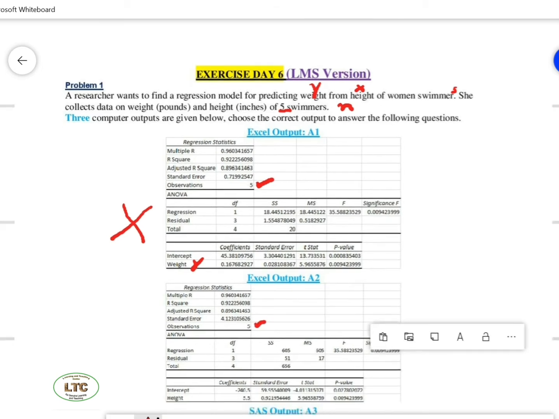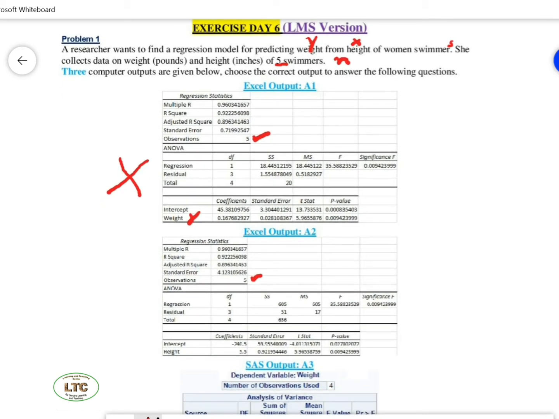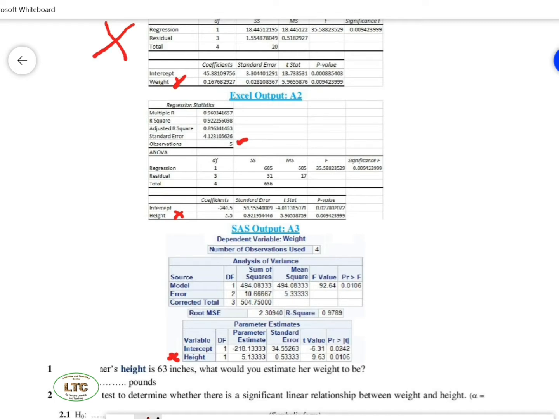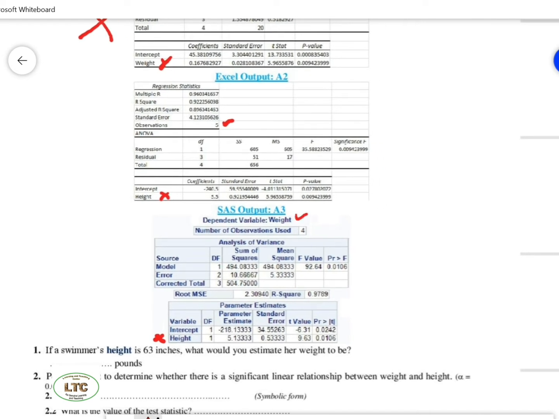Height is X, correct. Output A3, dependent variable weight, correct. Height X, correct. And 4, false. So this is false. So from 3, we choose this.